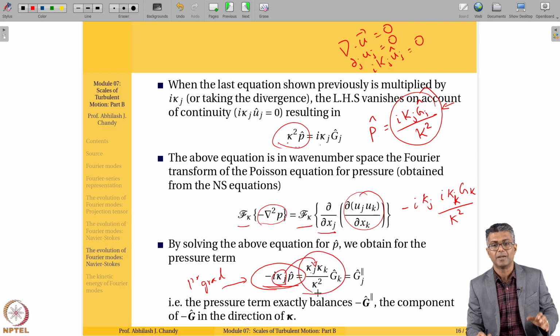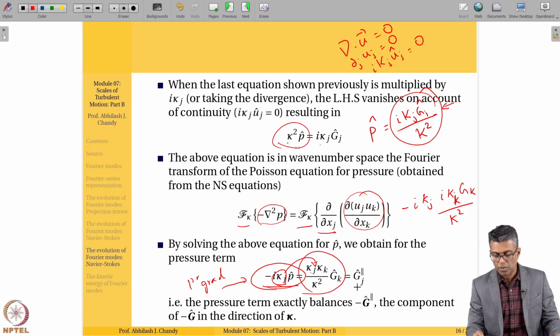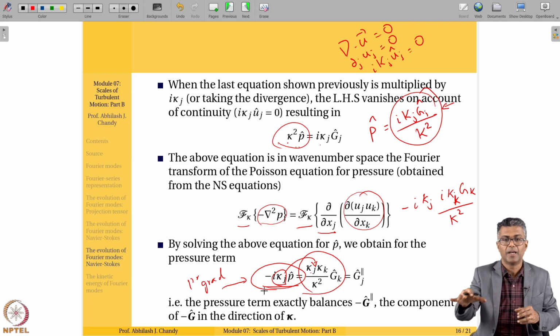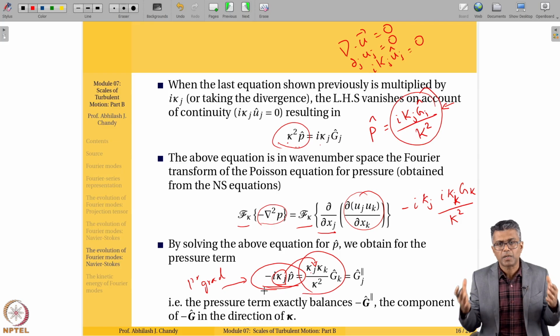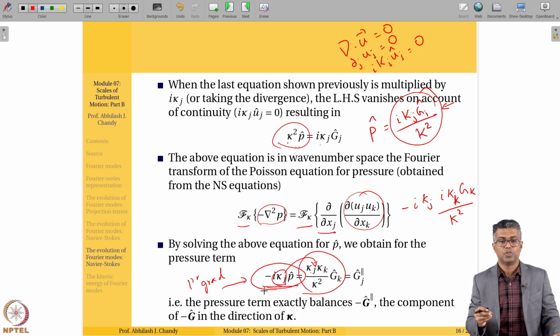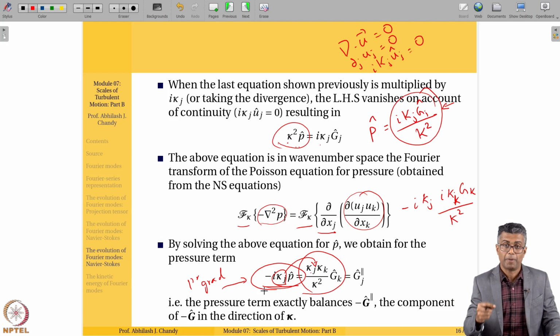This turns out to be the parallel component, which is gj hat parallel. So essentially the pressure term is balancing minus g parallel, as in the component of minus G hat in the direction of kappa, right? The pressure term, because I wrote this as minus the pressure gradient, which is what the Navier-Stokes equations had. But the pressure gradient term is basically del P del X. So that del P del X is balancing minus G in the direction of kappa because it is a parallel direction.